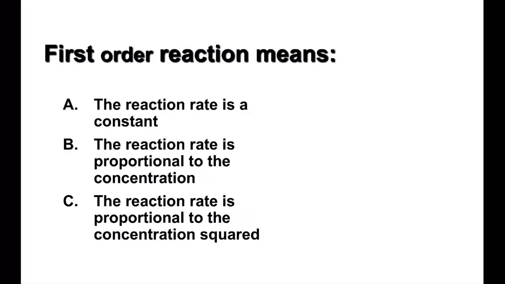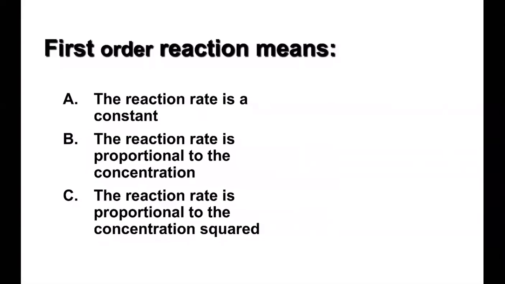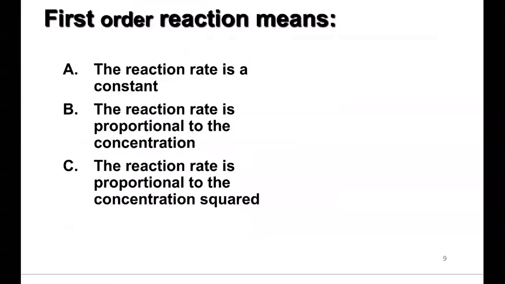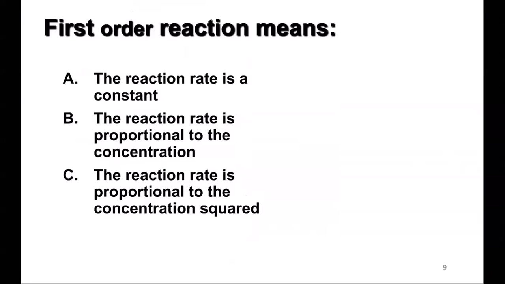So most of you are correct. The first order reaction means that the reaction rate is proportional to the concentration. Zeroth order means it's not dependent on the concentration, right? Second order means the power of two, right? So that's the definition. If you chose the wrong answer, you can go over the contents again and try to understand this, right?